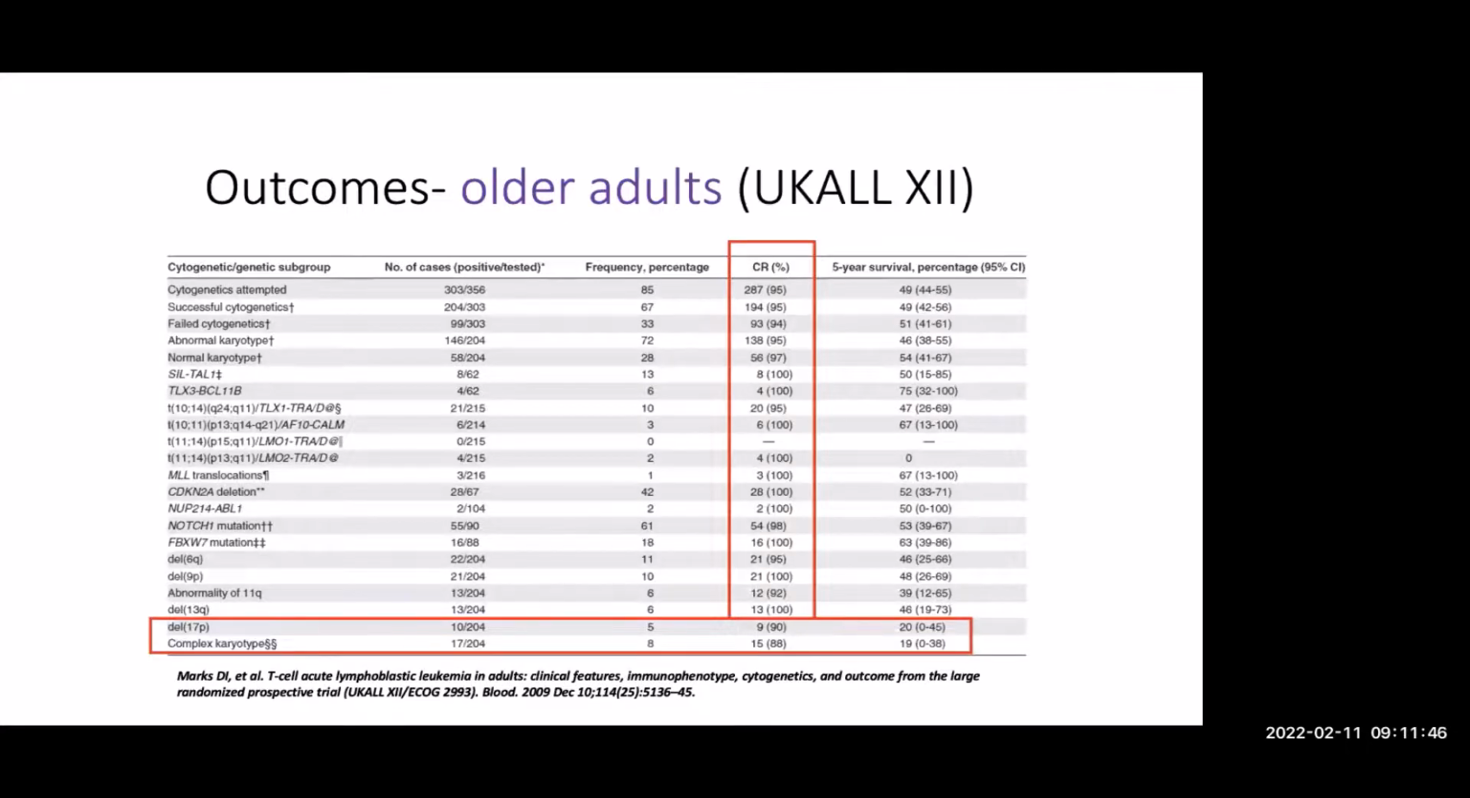This is a UKALL study in older adults, where we can see that the presence of complex karyotype and 17p deletion has a 5-year overall survival of 20%, and other genetic parameters have an overall survival ranging from 30 to 40%.